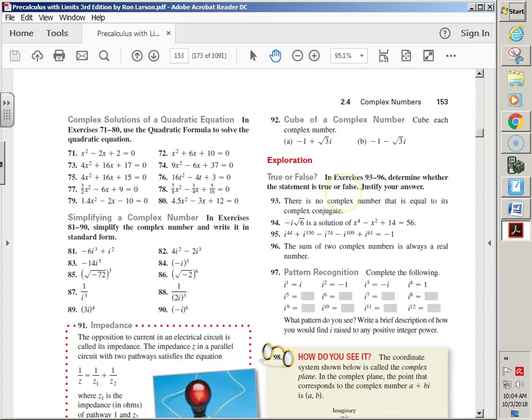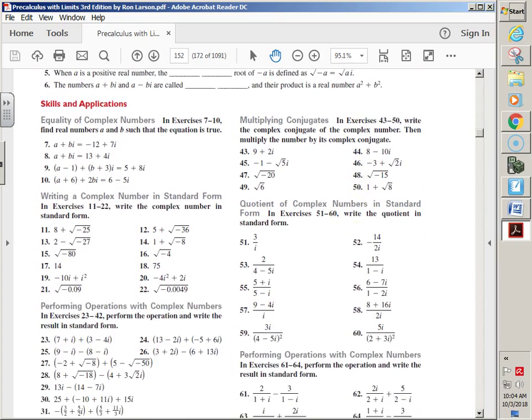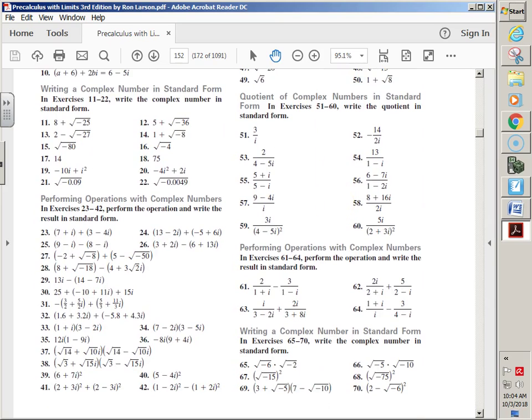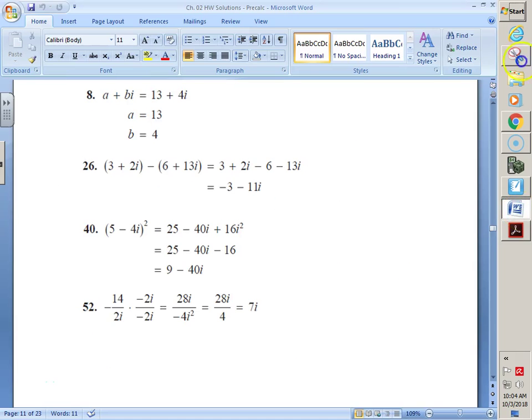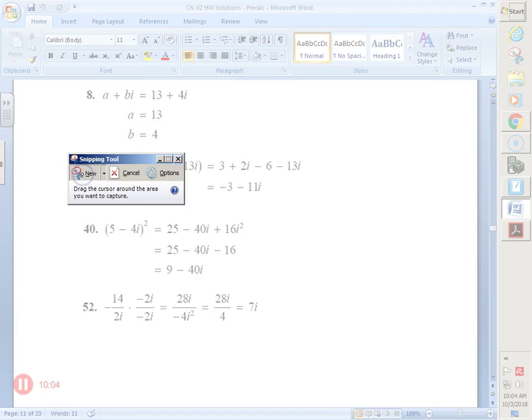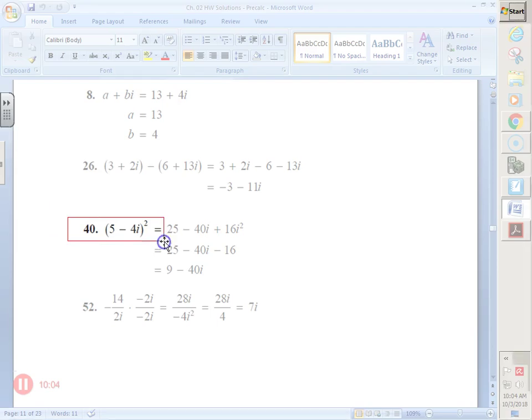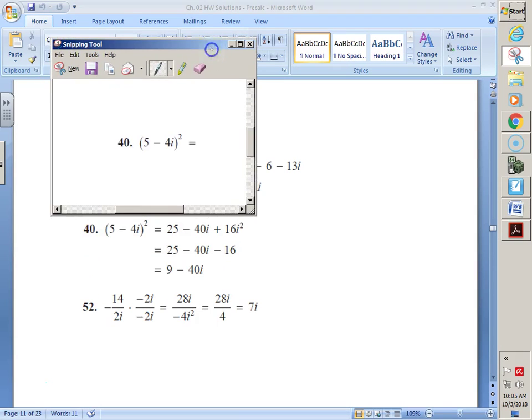Number 40, was he the squaring one? Number 40, just a quick reminder, because they make a jump. Like, they totally make a jump, and not all of you guys can make that jump, so let me remind you of where that came from.